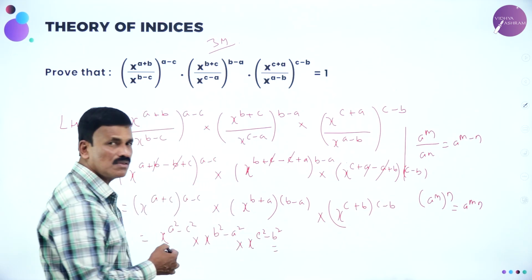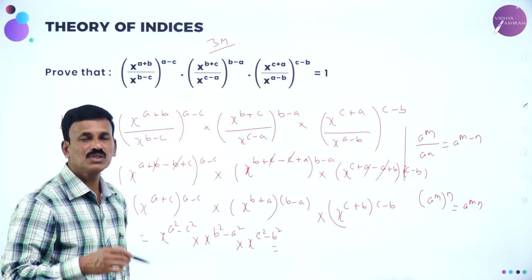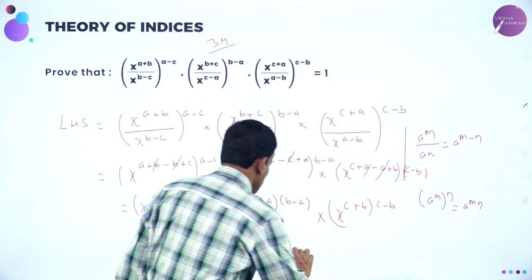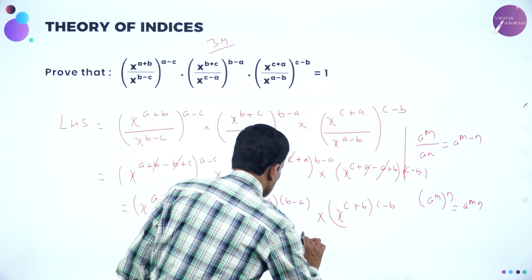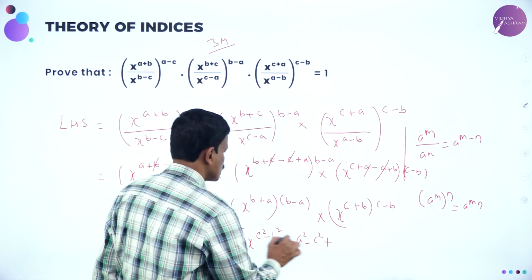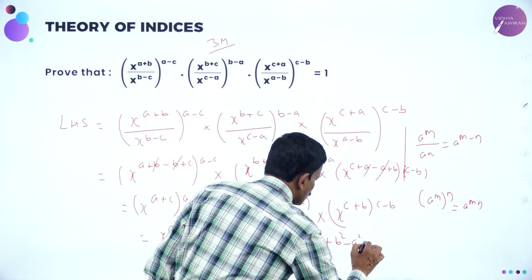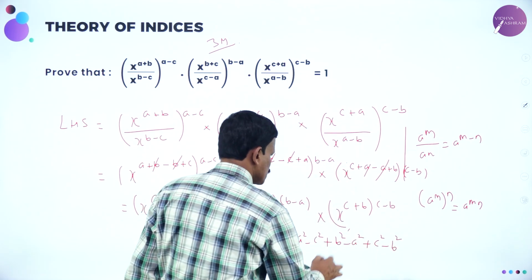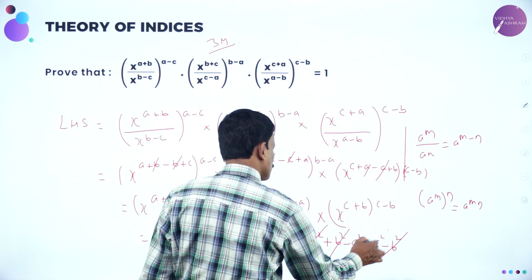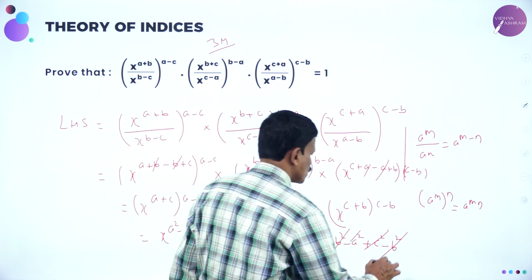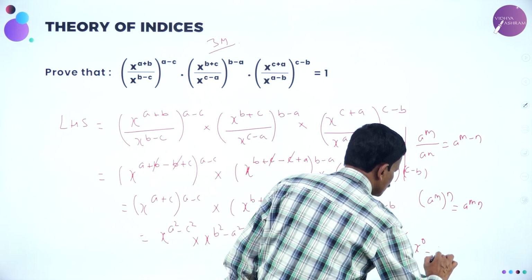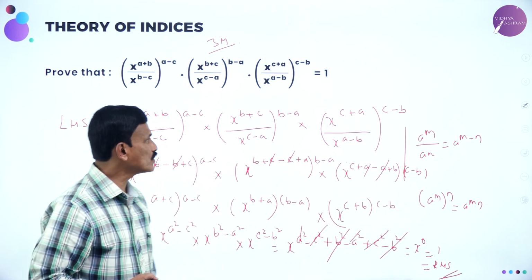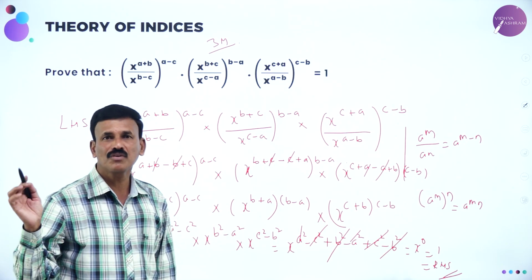So, using the first law of indices, a raised to m into a raised to n into a raised to p is a raised to m plus n plus p. Bases are the same, so we can add the powers: x to the power of a square minus c square plus b square minus a square plus c square minus b square. What happens? Plus b square minus b square, plus c square minus c square, plus a square minus a square get cancelled. x power 0 is equal to 1, which is the required RHS. So, x to the power of 0, that's equal to 1, is the required answer.